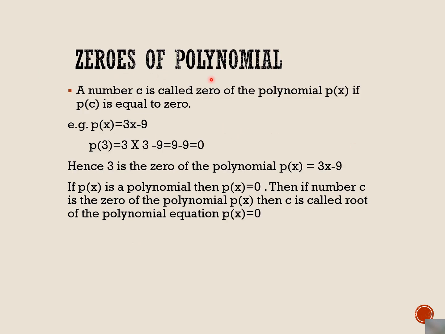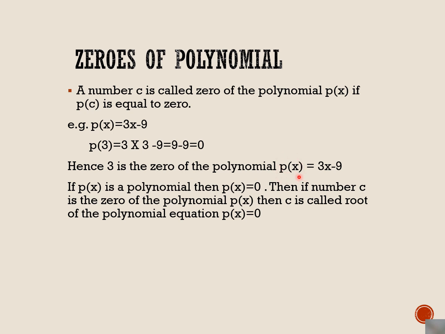Zeros of the polynomial. This is a very, very important concept in polynomials. A number c is called a zero of the polynomial p(x) if p(c) is equal to 0. What does it mean? It means that if we have a polynomial p(x) and the value of p(x) at c is equal to 0, in that case c will be called a zero of the polynomial. Here comes the example. There is a polynomial p(x) equal to 3x minus 9. So p(3) is 3 into 3 minus 9, which is 9 minus 9 equal to 0. It means that 3 is a zero of the polynomial because at 3 the value of this polynomial is 0.